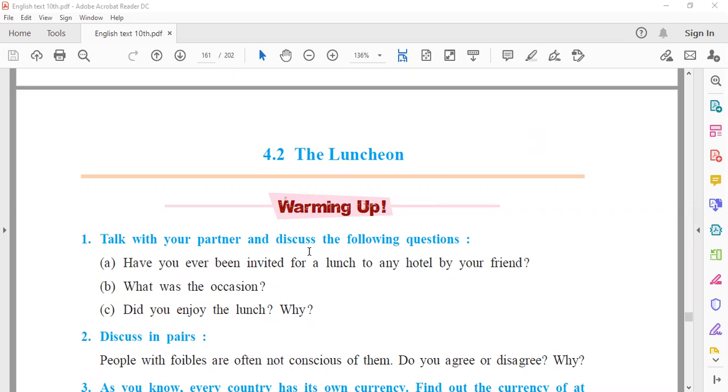Talk with your partner and discuss the following questions. Have you ever been invited for a lunch to any hotel by your friend? Yes, definitely. You would have been invited. All of us have been invited at one point of time for lunch. What was the occasion? The occasion can be a birthday, a wedding anniversary, a religious function, or someone's housewarming, or a New Year party, or it could be a family get together. The occasion could be anything.